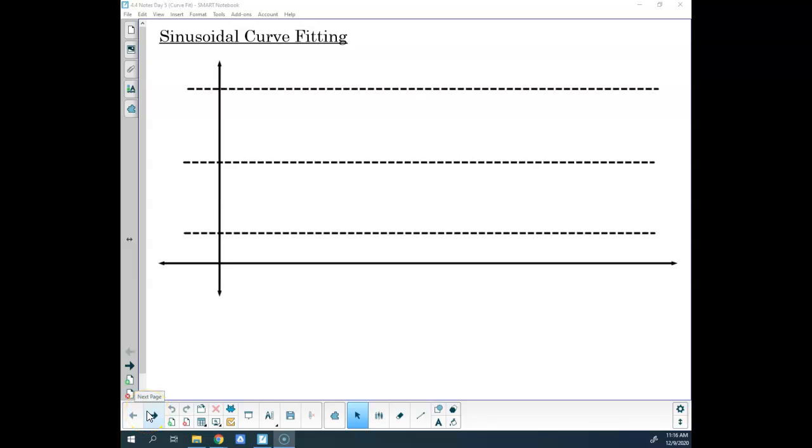The technical term of what we're going to be doing today is called sinusoidal curve fitting. Basically, what's going to happen today is you're going to be in one of two situations. The first situation is we're going to give you a curve, and we're going to ask you to come up with the function for that curve.